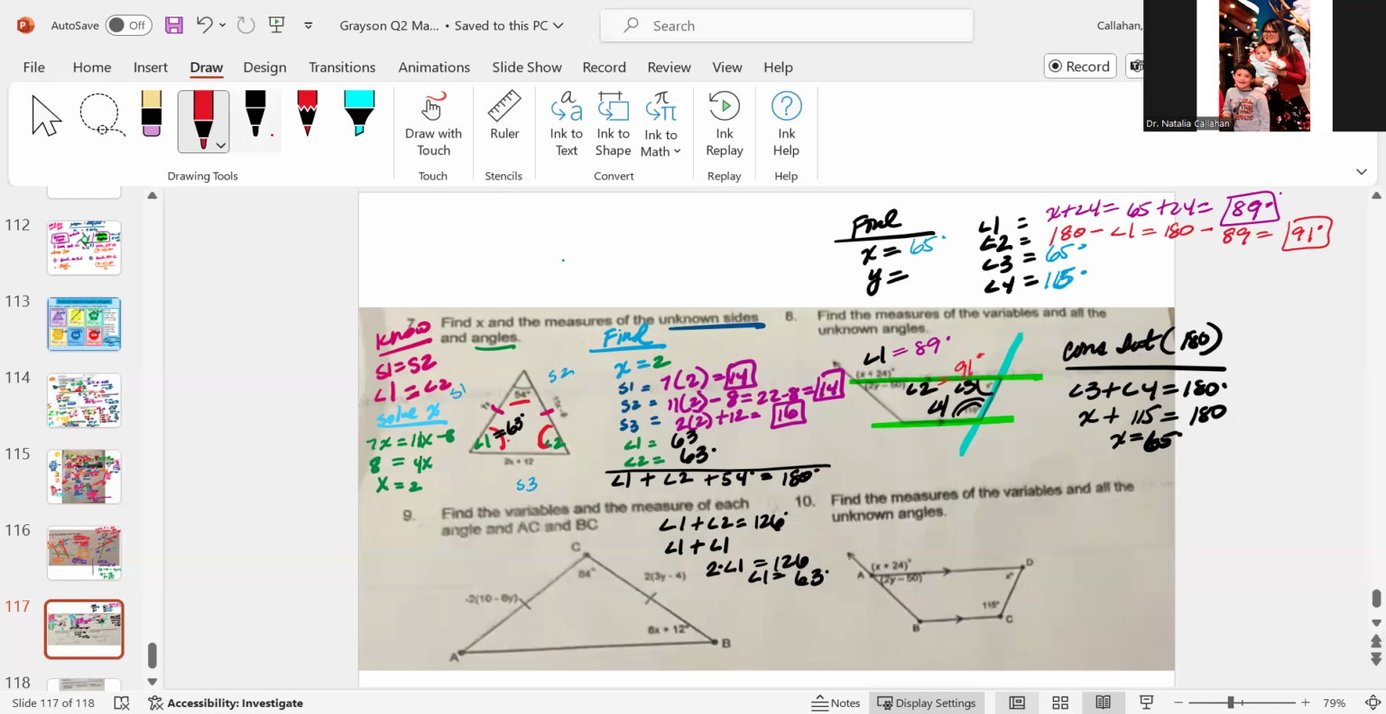What is angle 2 again? Does angle 2 have the y in it? Yes, it does. Angle 2 is 2y minus 50. So 2y minus 50 is equal to angle 2. And what is angle 2 equal to? 60. There you go. No, angle 2 is not 65. What is angle 2?